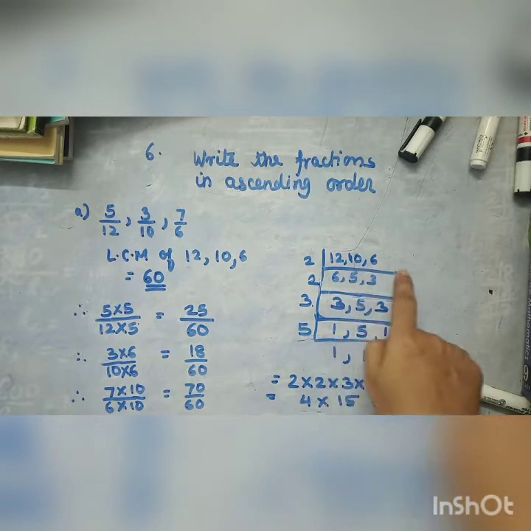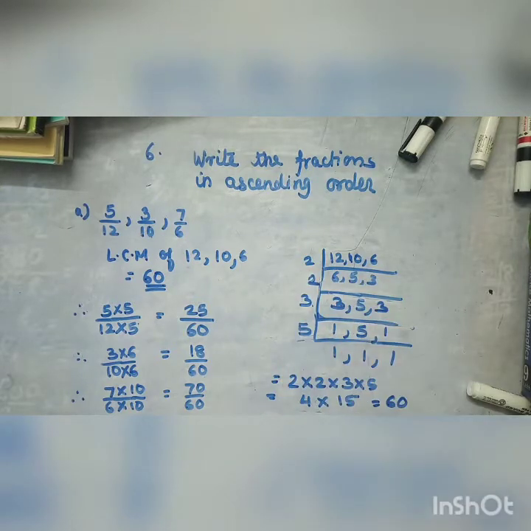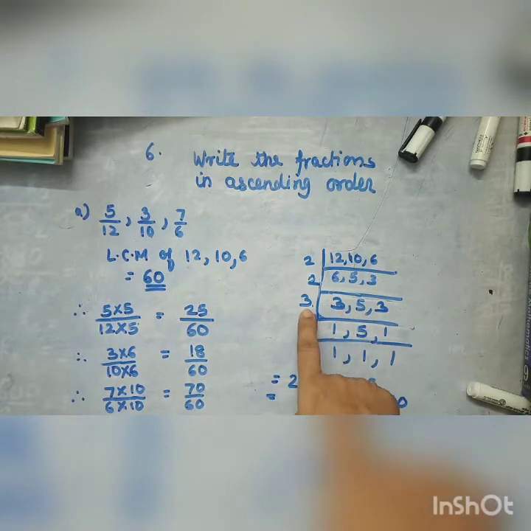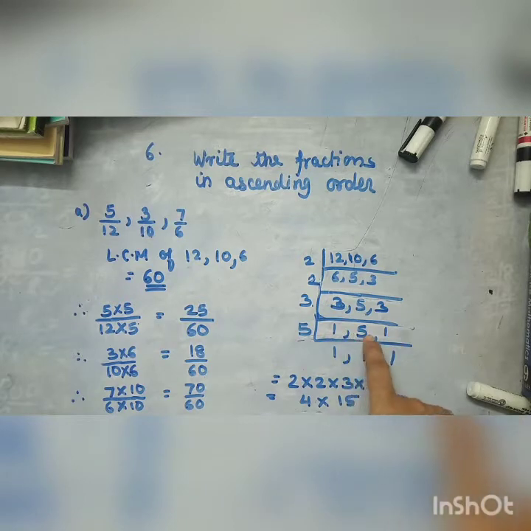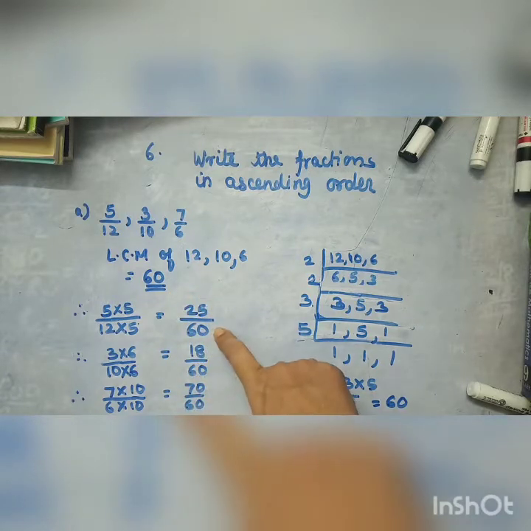Okay, so see, I have done the LCM. 2 6s are 12, 2 5s are 10, 2 3s are 6. Again I have taken 2, 2 3s are 6, then 5 and 3. So 3, again 1, 5 and 1, then 5, 1, 1, 1. Like this I did the LCM, and we have to get the product, that is 2 into 2 into 3 into 5. So 4 into 15, you have the LCM as 60.